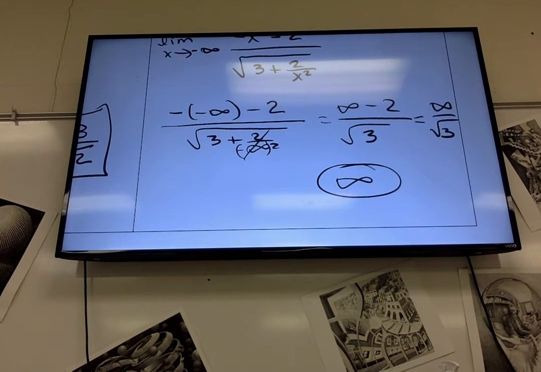I'm like, I don't know what to do from here. That's it. So what does that tell us about the graph? It has a slant asymptote.